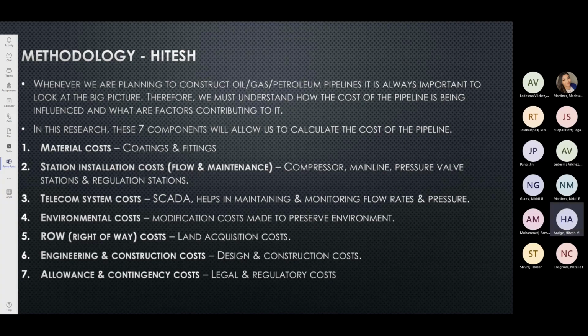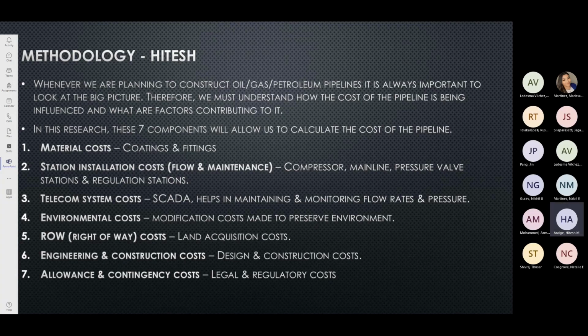The fourth cost is the environmental cost, or the environmental permitting cost, which means the modification costs that we have made to the project to preserve the environment. Fifth is the ROW, which is the right of way cost. It's a generic cost which is included in every kind of project, and it is basically a land acquisition cost.